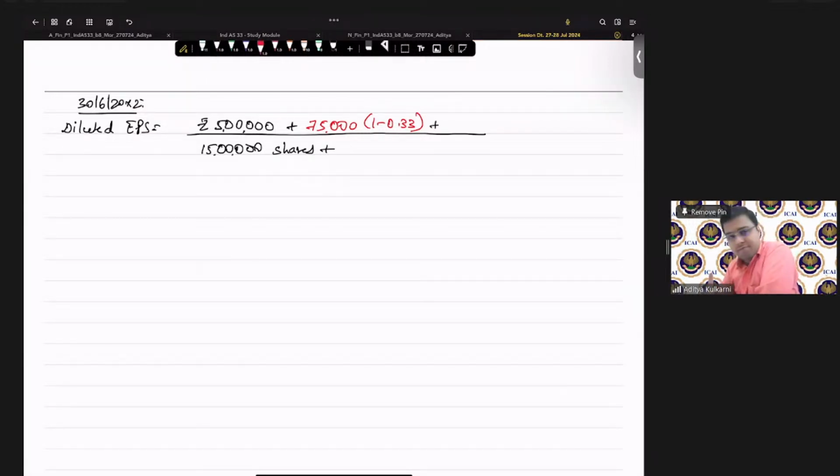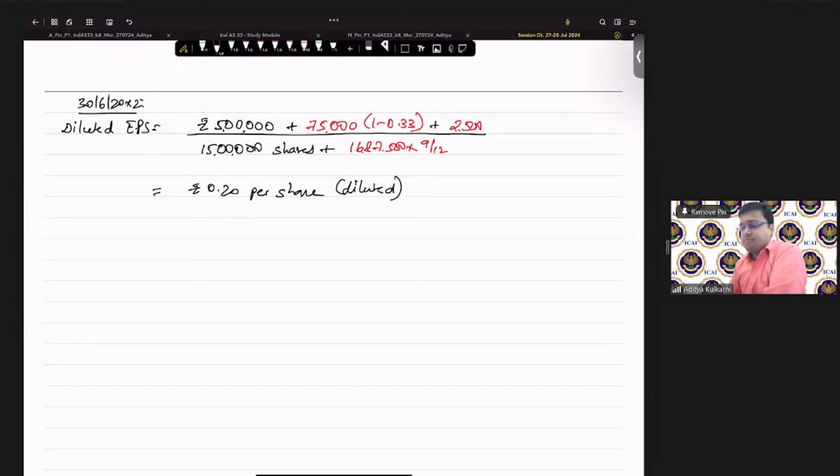Plus, what are you going to save? The option loss will no longer be there because you are going to exercise the option and convert. So wo option ab rahega nahi. So you will save on the option movements. And you are having shares 1687,500 into 9 by 12. Why? Because the loans were issued on October 20x1. That means 9 months only. So when you work this out, it comes to how much? 0.20 per share. It is diluted.